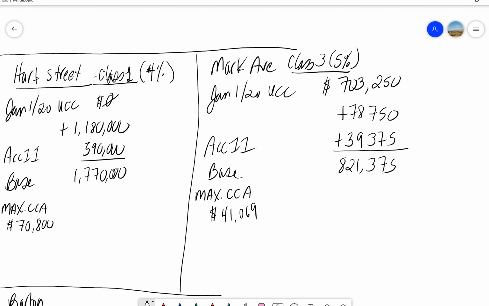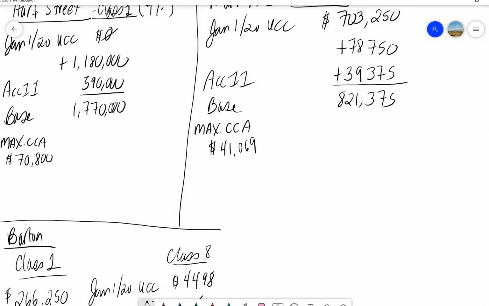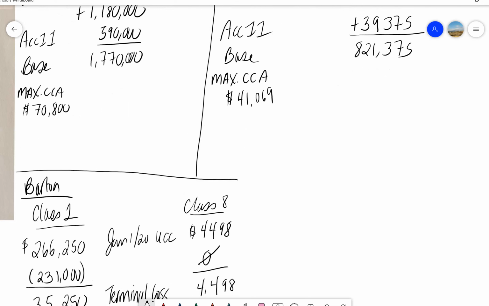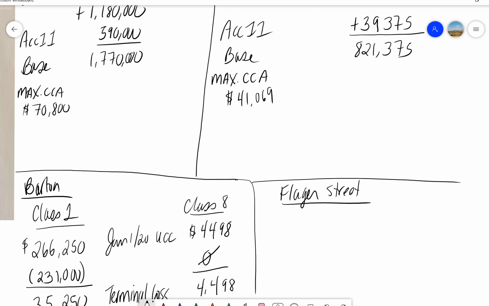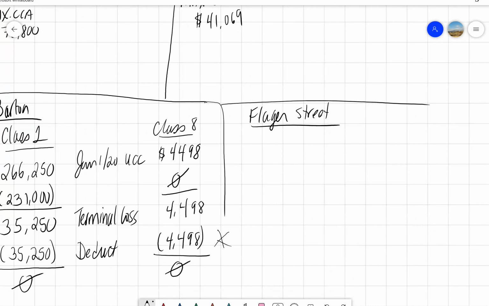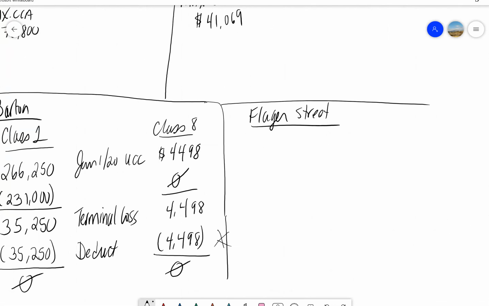Now let's deal with the last property, which is the one on 96 Flagler Street. So let's put this down here. Flagler Street property. Now, this property, if you look at part 4 of the question, was also sold during the year for $653,000. So we'll also start off with the UCC at January 1st.